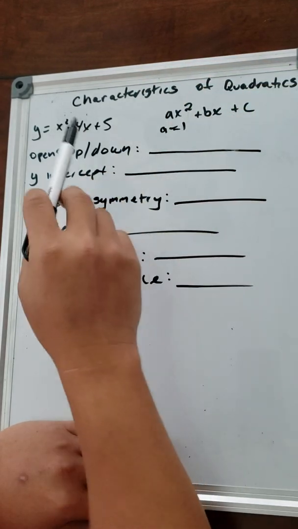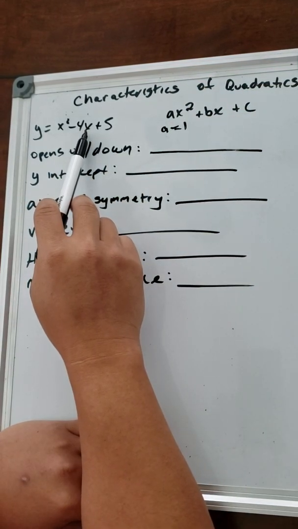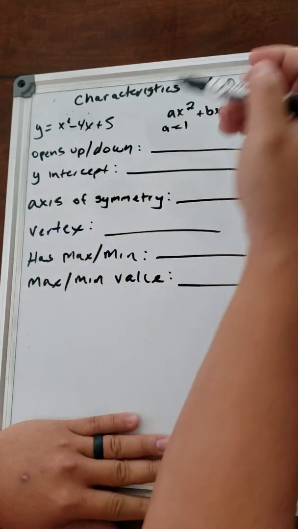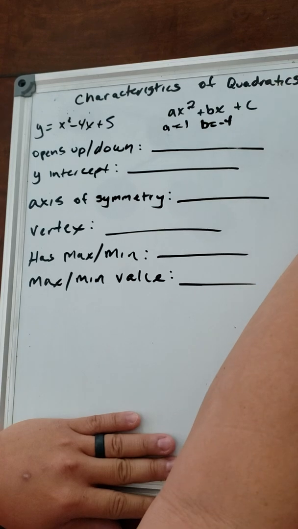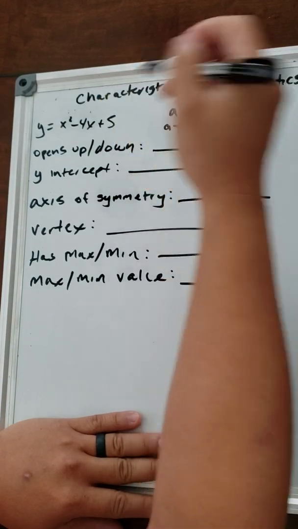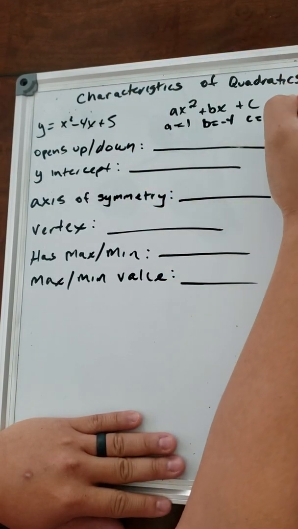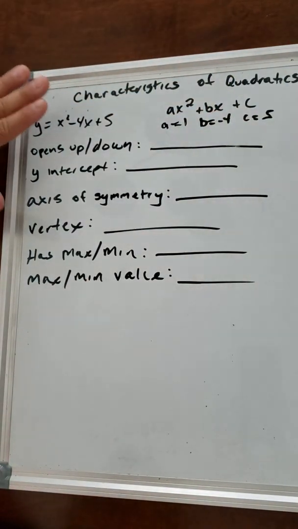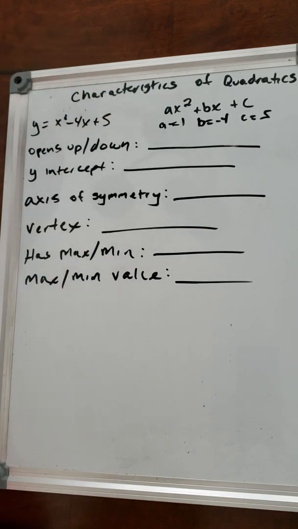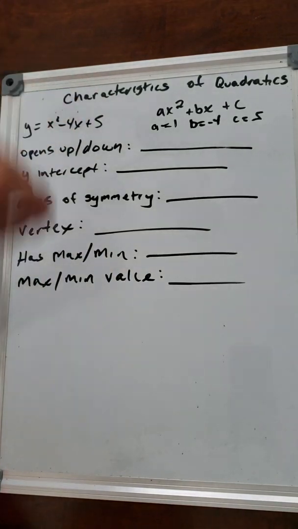Now, b is the number in front of just the x, so what number is in front of this? Be careful, it's a negative 4. We got to be accurate with that. b is equal to negative 4, okay? And c is always that number by itself, so c in this case is equal to what? 5, okay? We're going to use this information to answer these questions about this quadratic equation, okay?